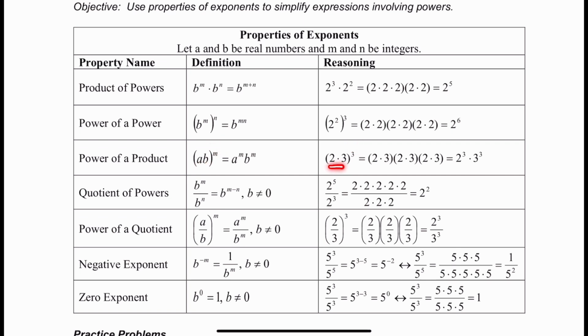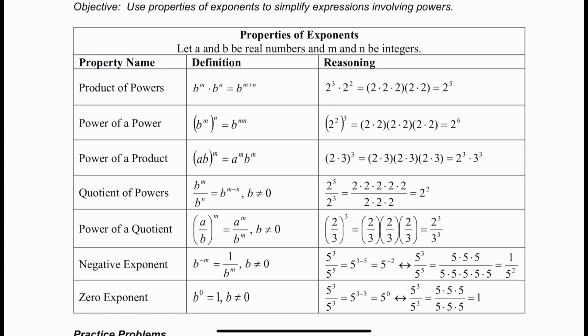So I'm going to take 2 times 3 to the power of 3, which means I'm going to have 2 times 3, 3 times. That's going to be 2 to the power of 3. There's 3 3's, and there's also 3 2's and 3 3's.